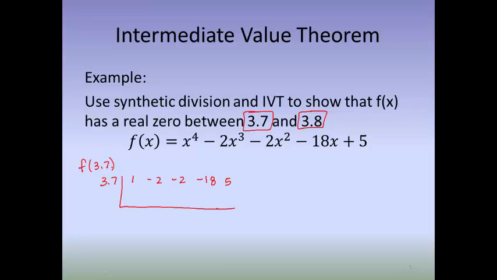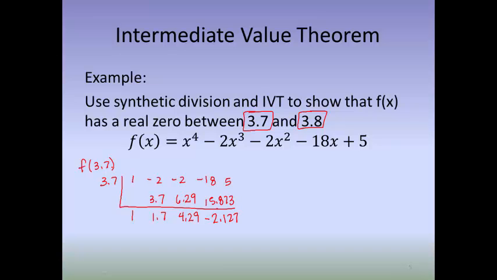And let's find 3.7. So I need 3.7 times 1.7. And we'll subtract 2 from that, and I get 4.29. And we'll multiply that times 3.7, and I get 15.873. And then I have minus 18, because I'm adding those together. And that gives me negative 2.127.